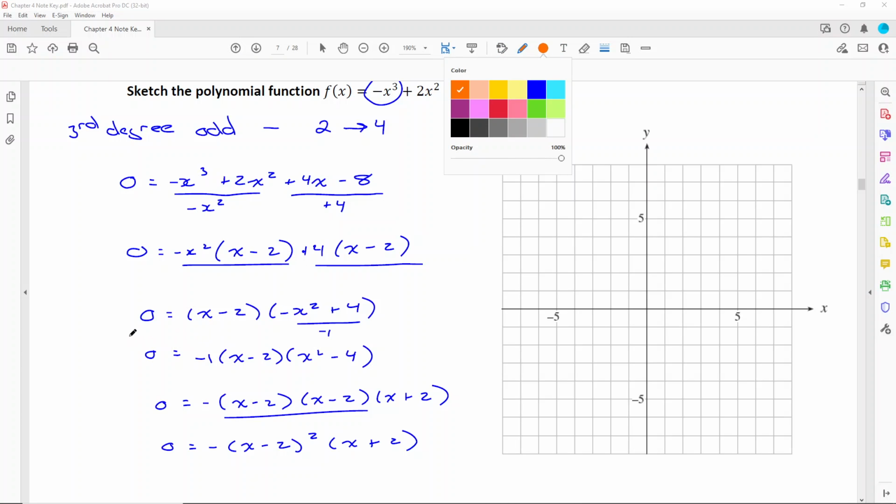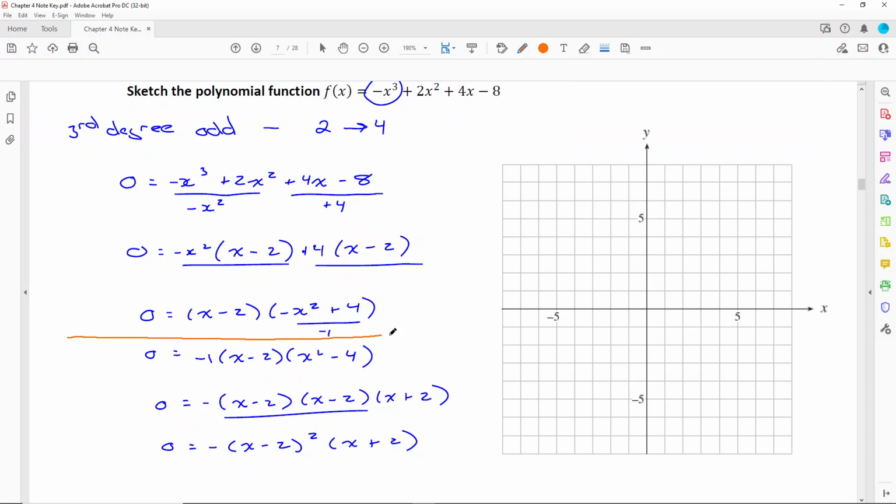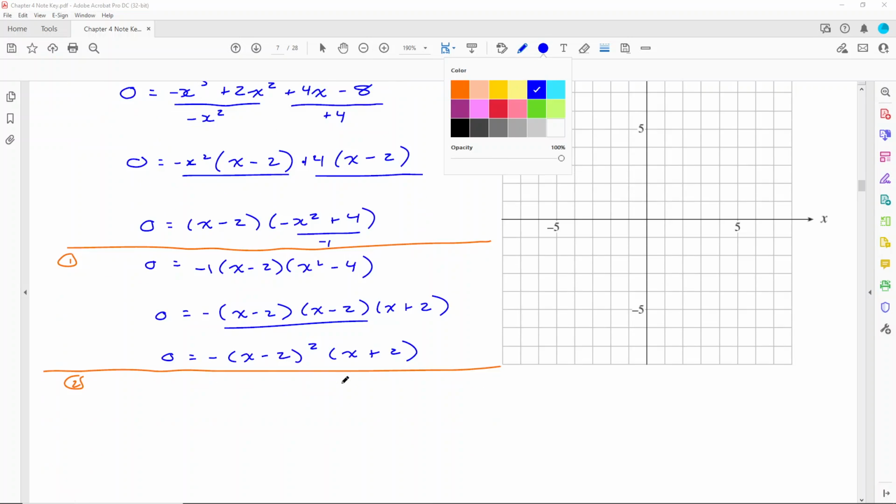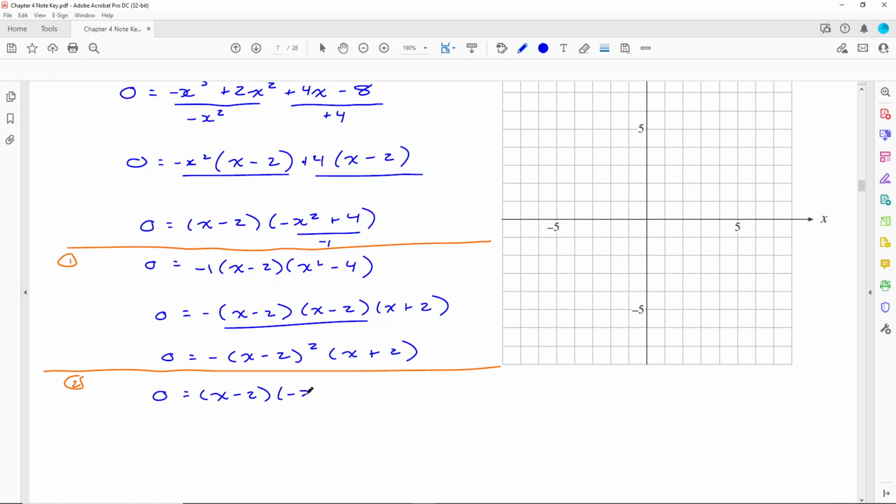I'm just going to point out that we could have stopped here. So that's one way you can fully factor. Option number 2, so this is option number 1. Option number 2 is that when you got to that place where you had 0 equals x minus 2 times negative x squared plus 4, what we're really trying to do is solve for the zeros. And so as soon as I get to a place that I can solve, I don't have to keep factoring.